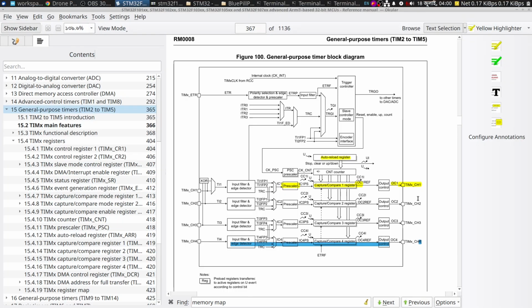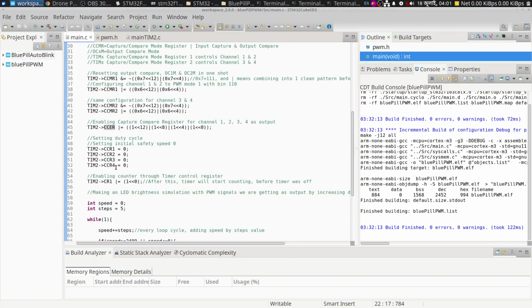Capture compare mode register 1 controls these 2 channels. Capture compare mode register 2 controls these 2 channels. There is a difference between the capture compare mode register and the capture compare register. The capture compare mode register controls the channels, and the capture compare registers set the value of the duty cycle.